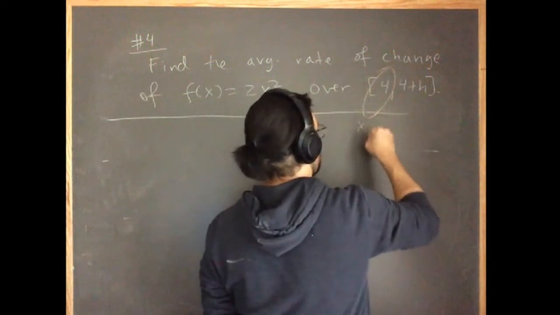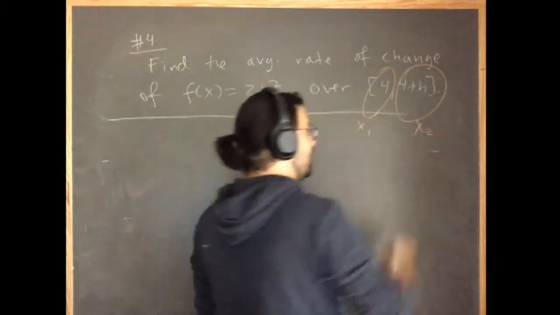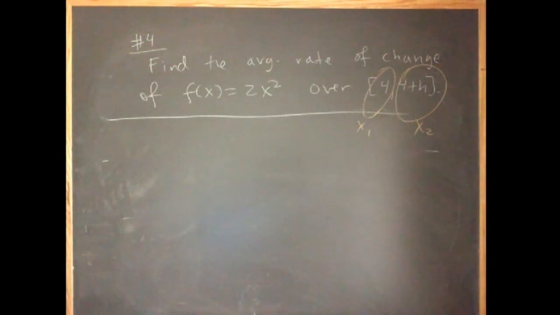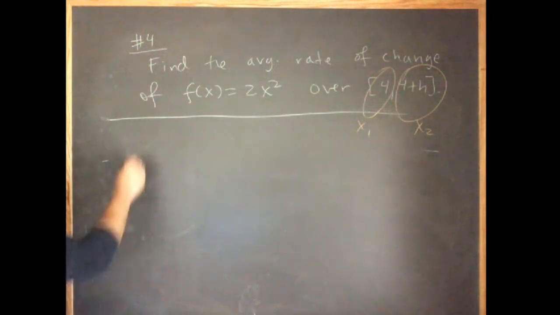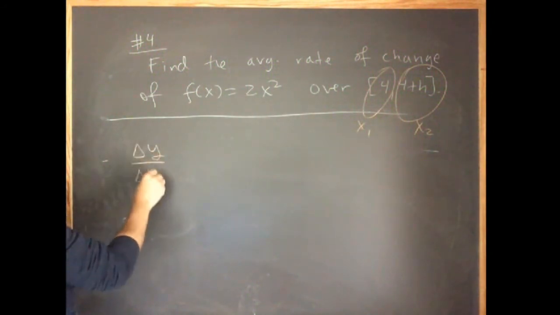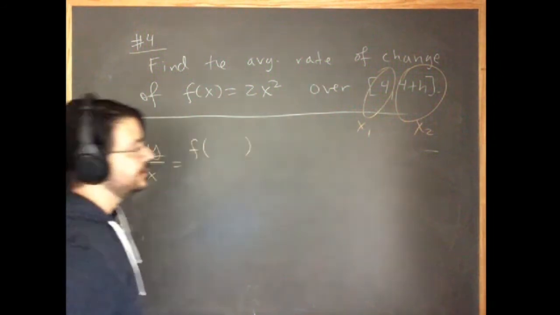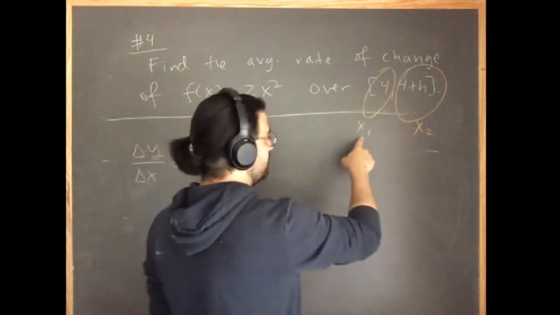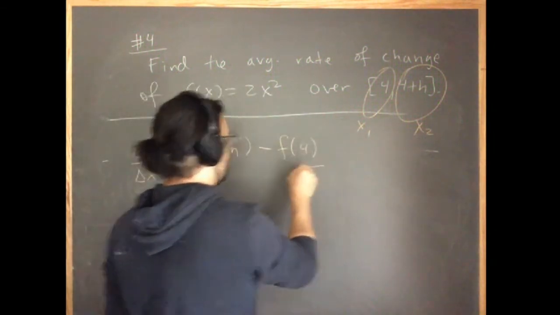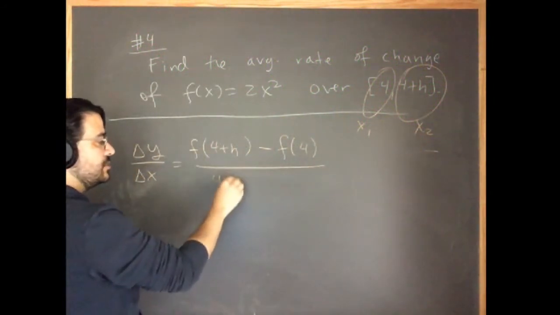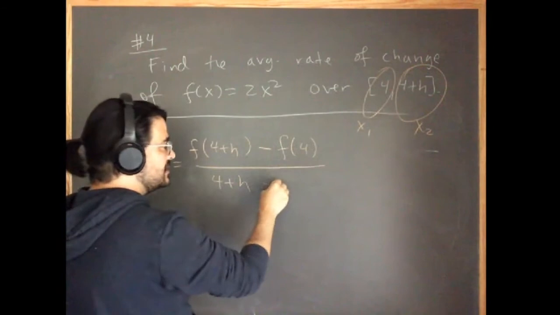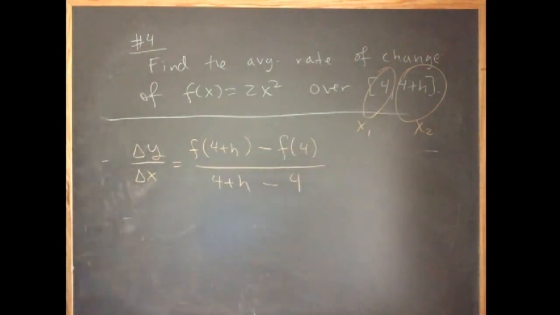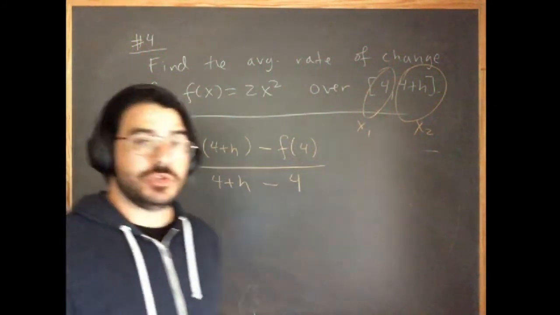So I'm going to call this guy my x1 and this guy my x2. It's easy to flip the x1 and the x2, to plug them in the wrong way, so make sure that you're consistent and you mark them down at the very beginning. Then the change in y over the change in x is going to be f of x2 minus f of x1. And on the bottom, it's going to be the same thing: x2, 4 plus h, minus x1, which is 4. And the h is just going to be part of the answer.